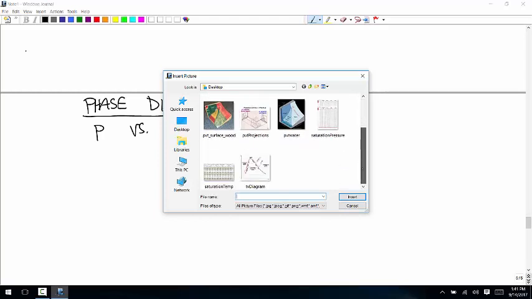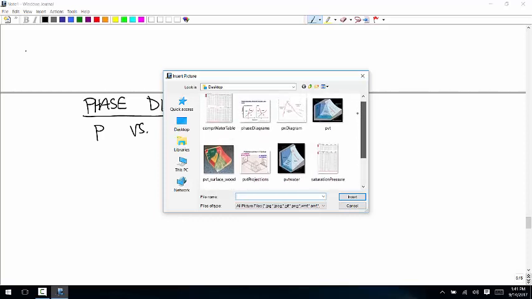Let's see. I got these somewhere. Phase diagrams.